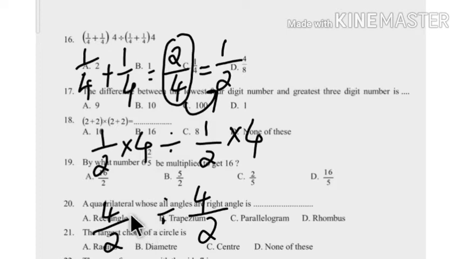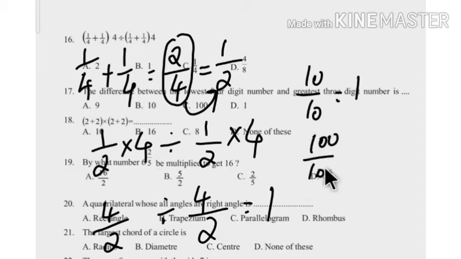Okay, now any number divided by the same number we know is equal to 1. We know 10 by 10 is equal to 1, 100 by 100 is equal to 1. Why? A number divided by the same number is equal to 1. Here 4 by 2 is divided by 4 by 2, so 1 is the answer. Here option B is 1.